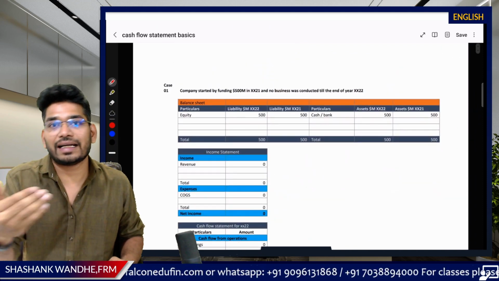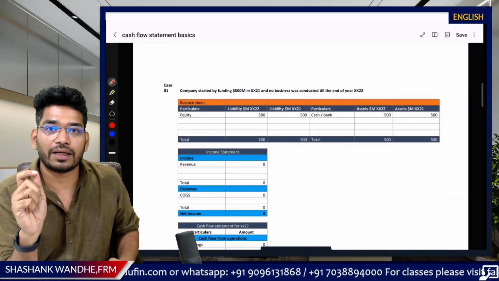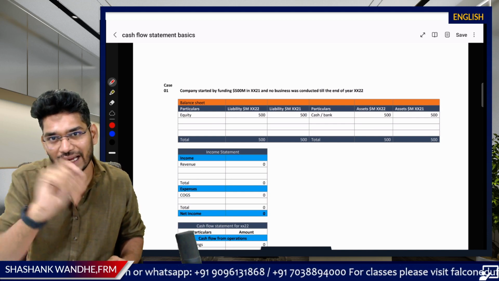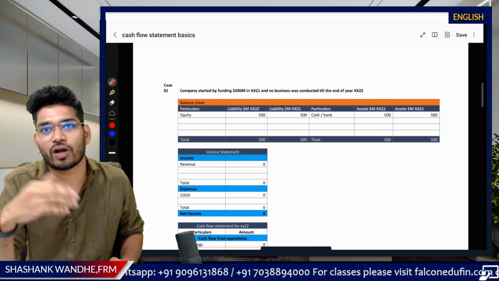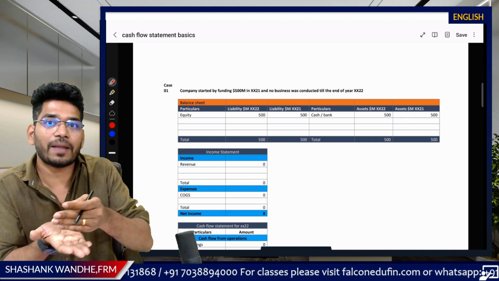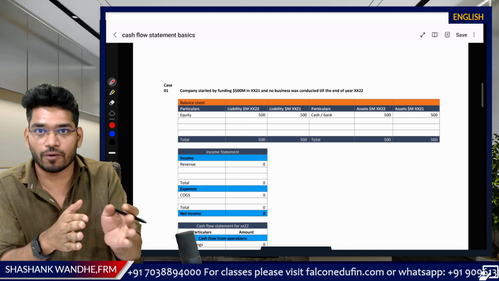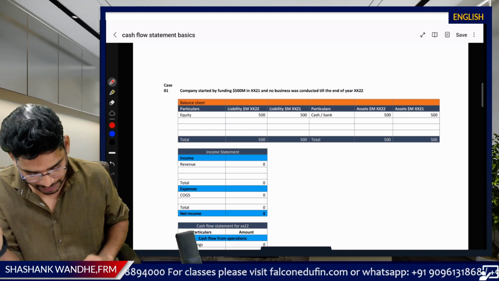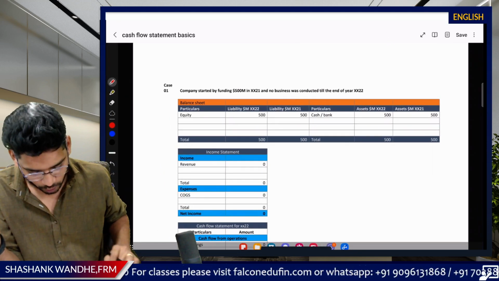with increasing difficulty level, where you will be able to see how exactly the increase in receivable or decrease in receivable or increase in payable or decrease in payable reflects into the cash flow statement, so that you get the better understanding of the cash flow statement CFO part, indirect method, right? Let's start with the basic first, the quick overview.